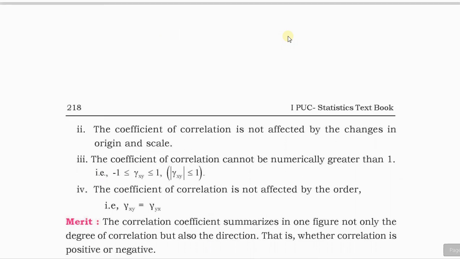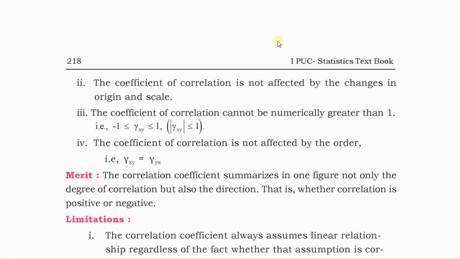Next, second one. The coefficient of correlation is not affected by changes in the origin and scale. That is, if you take U and V, it is still not affected. It will yield you the same result if you take the original X and Y values or if you take the deviation values U and V.